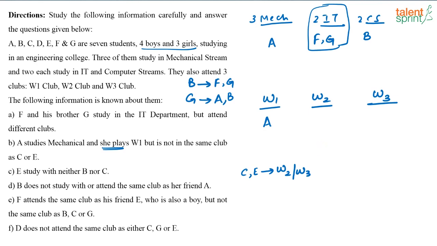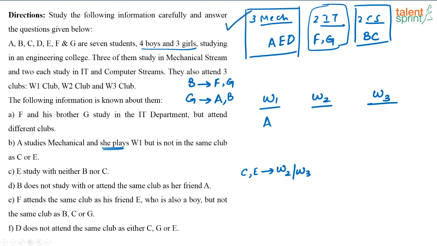Okay, then next one more information, let us look at this statement. E studies with neither B or C. Okay, so E studies neither with B or C. So if I say E is here, can I put E here? No, I cannot put E here because E cannot study with B. B is already there in the CS department. So E obviously has to be here and C has to be here. So the people studying in the CS department will be B and C and the people in the mechanical department have to be A, E and D. So this part of the question is done. Okay, mechanical A, E, D, IT F and G, and CS B and C.